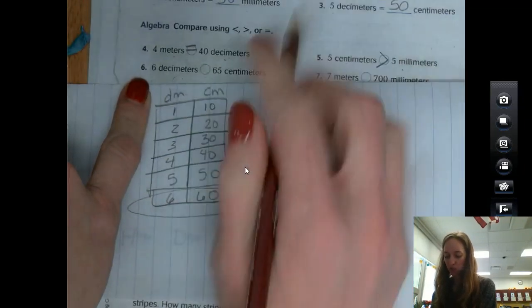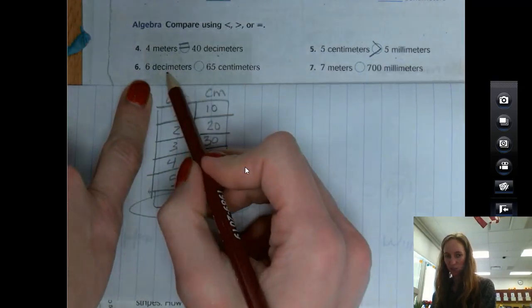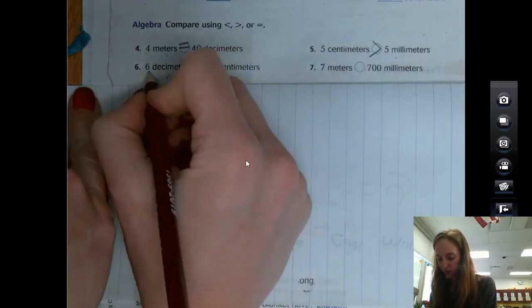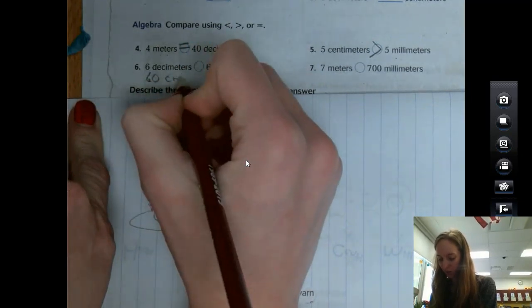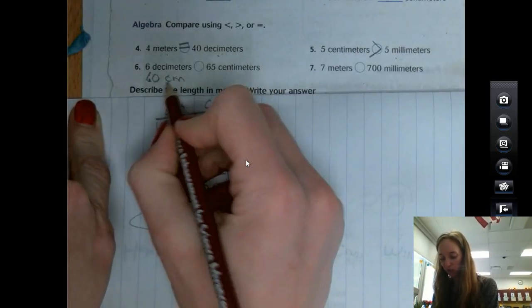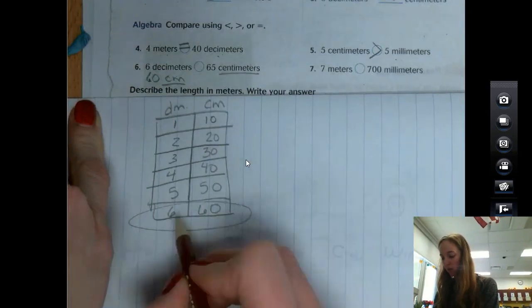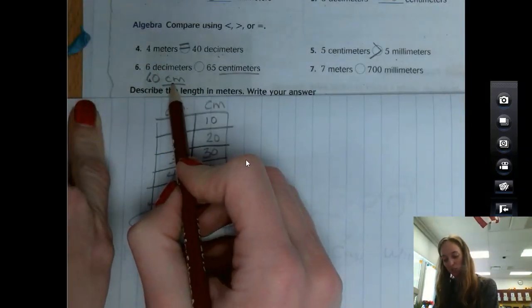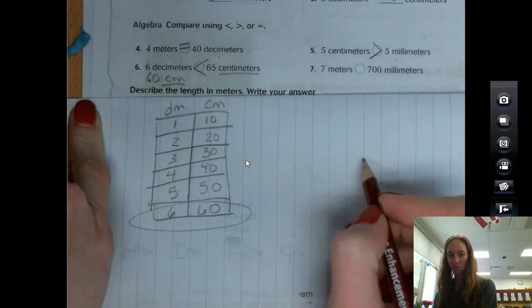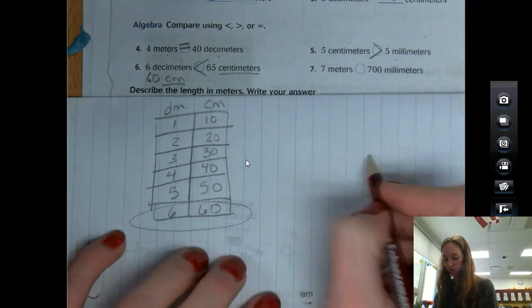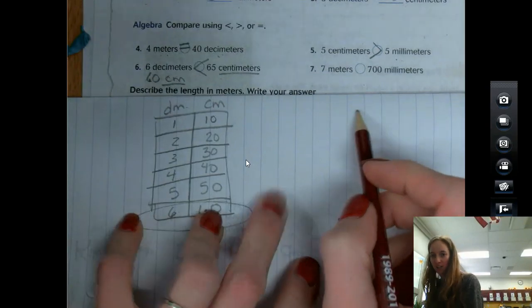So which one of these would be greater than 6 decimeters, which is also, I can put in here 60 centimeters. I can put them both in the same unit, right? Centimeter, centimeter. Now, is 60 centimeters greater or 65 centimeters? Okay, obviously you would know 65 centimeters is greater, right? Okay, we're getting there, guys.